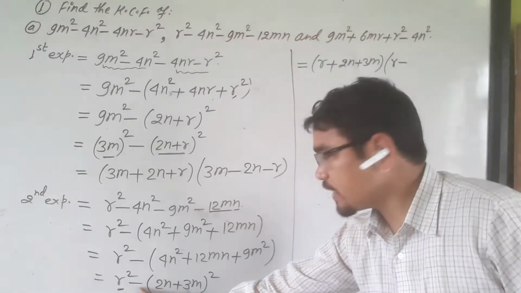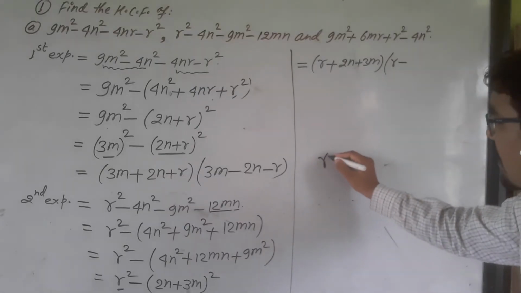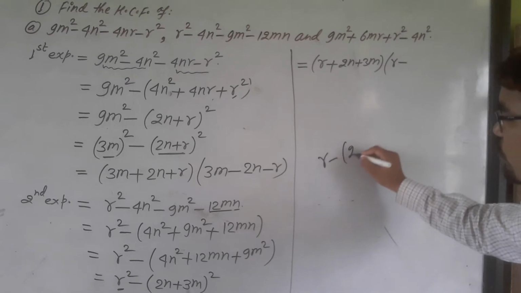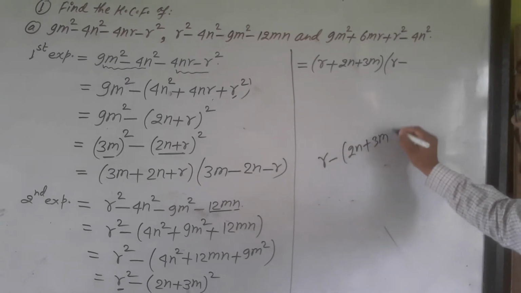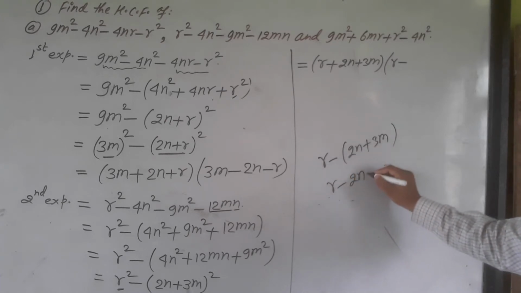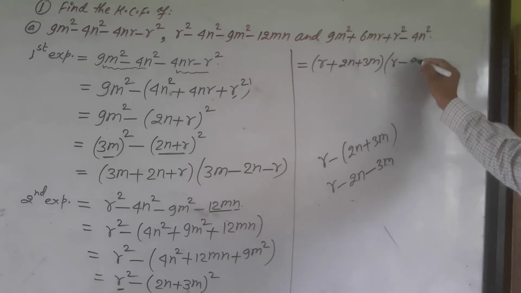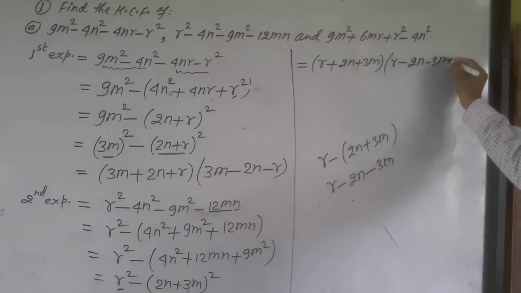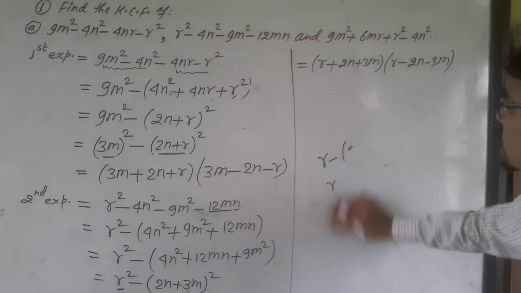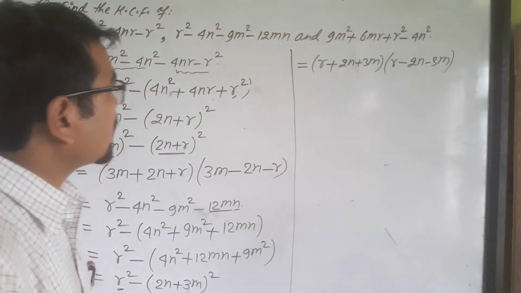A minus b. A represents here r, minus b. Minus is there, so minus multiplies inside. So here doing a minus b, a means r, minus b means here 2n plus 3m. While opening the bracket, you know, r minus 2n, and minus plus becomes minus here inside, so 3m. So we can write r minus 2n minus 3m. So this is done for the second expression. The second expression is also factorized. Now similarly the third expression.